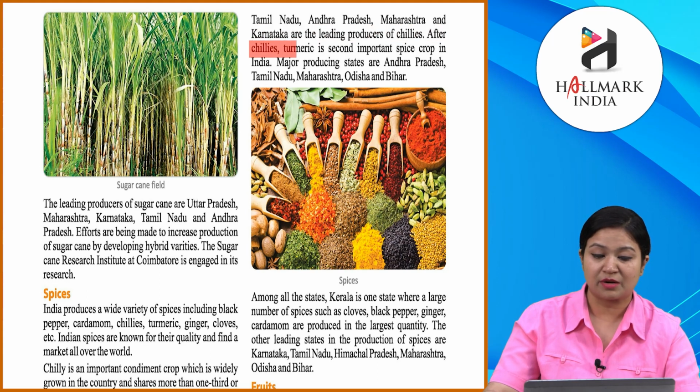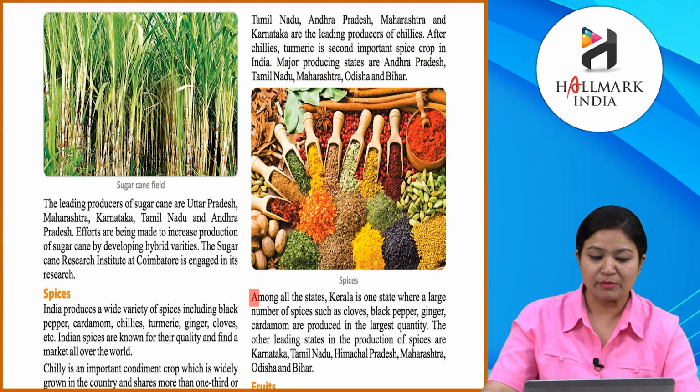After chilies, turmeric is the second important spice crop in India. Major producing states are Andhra Pradesh, Tamil Nadu, Maharashtra, Odisha and Bihar. Among all the states, Kerala is one state where a large number of spices such as cloves, black pepper, ginger and cardamom are produced in the largest quantity. The other leading states in the production of spices are Karnataka, Tamil Nadu, Himachal Pradesh, Maharashtra, Odisha and Bihar.